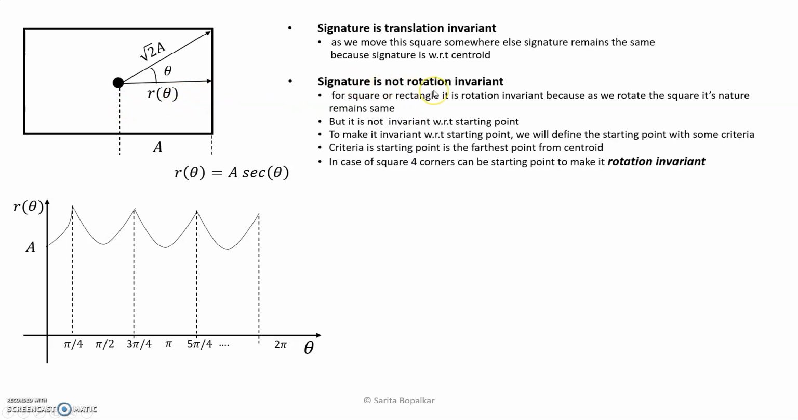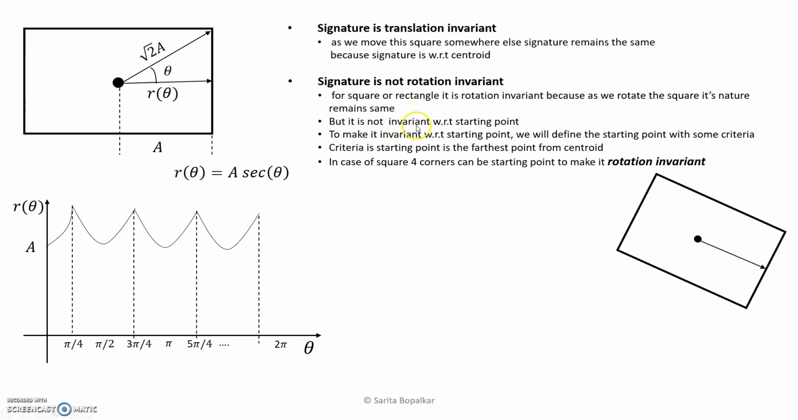Signature is not rotation invariant. For a square or rectangle, it is rotation invariant because as we rotate the square, its nature remains the same. Suppose I rotate this square. What is the nature? Same. This amplitude is A. At every corner of the rectangle or square, you will get the maximum amplitude. The nature remains the same.